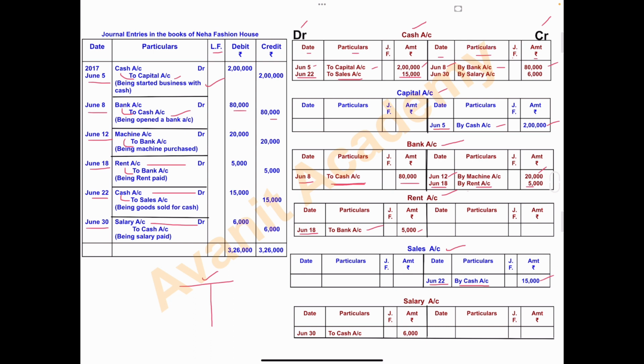Salary account debited to cash account. Salary account we have to prepare. Cash account is there. Salary account is debited. So debit side, right, on June 30th to cash account 6,000. Cash account is credited. So in the cash account, write the last entry June 30th by salary account 6,000. Like this, you have to post all these journal entries in the ledger accounts.